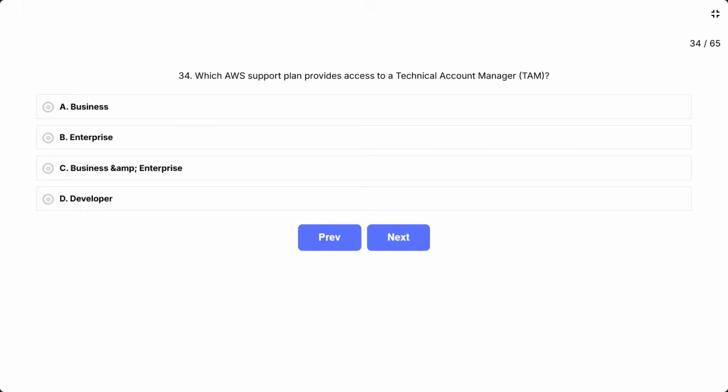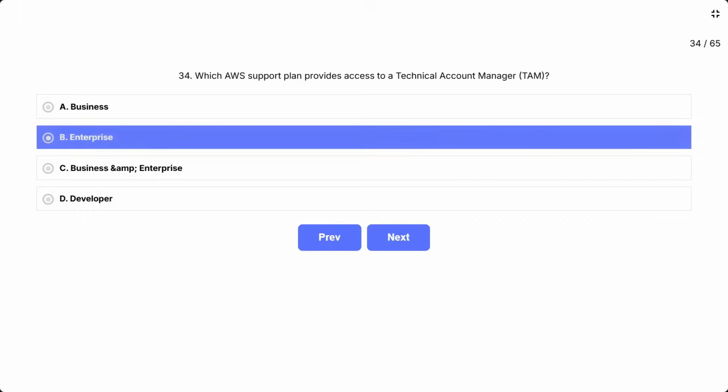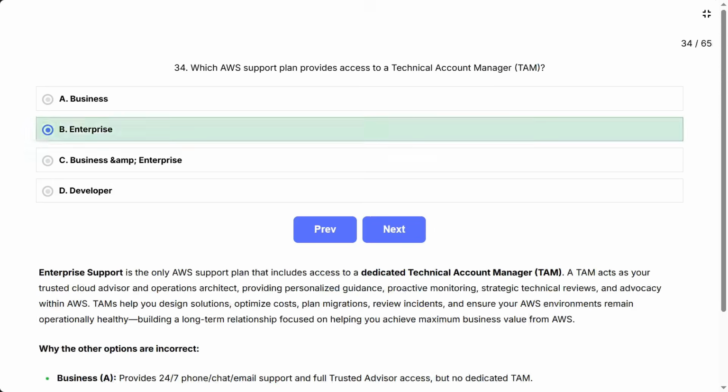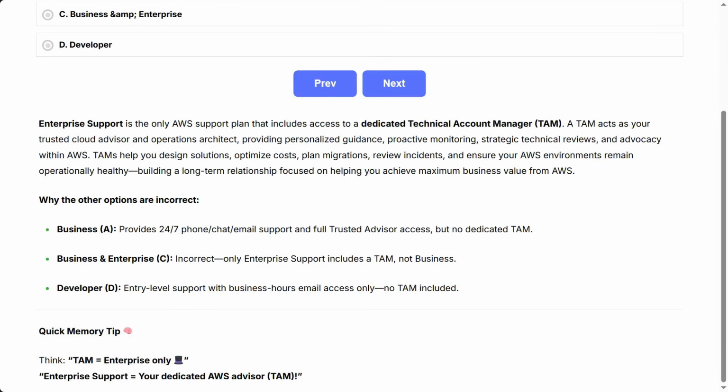and operations? The correct answer is B. Enterprise support is the only AWS support plan that includes access to a dedicated technical account manager, TAM. A TAM acts as your trusted cloud advisor and operations architect, providing personalized guidance, proactive monitoring, strategic technical reviews, and advocacy within AWS. TAMs help you design solutions, optimize costs, plan migrations, review incidents, and ensure your AWS environments remain operationally healthy, building a long-term relationship focused on helping you achieve maximum business value from AWS.